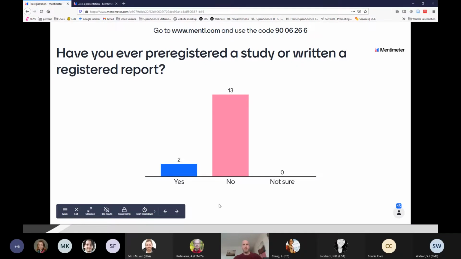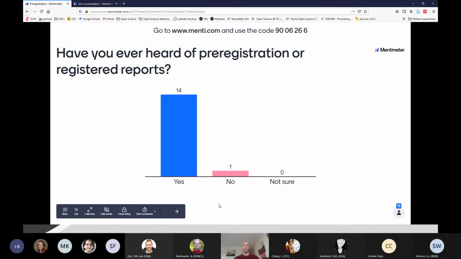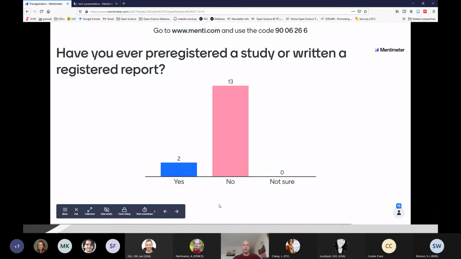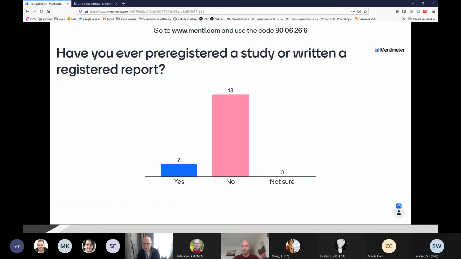So these are interesting results, I would say. Most of you have heard already about pre-registration, but most of you have not done it yet. But maybe you have written already a data management plan, or maybe you have asked already for ethical approval before you carried out a study. So please keep that in mind, because you will most likely find a couple of similarities with pre-registration and registered reports. So let's go ahead.